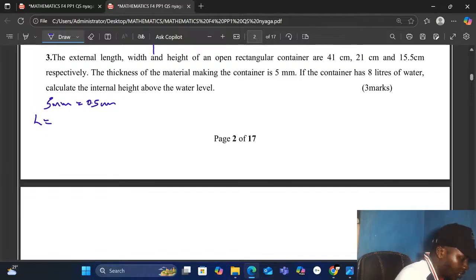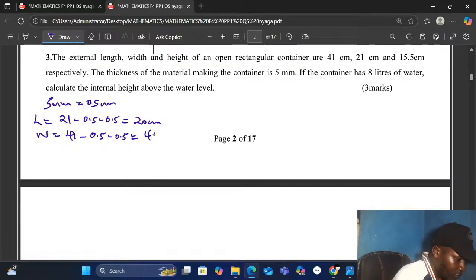So for us to get the length, we simply take 21 minus the thickness, which is 0.5 on both sides, so that we have 20 centimeters. Then the width, we take 41 minus the thickness on both sides, which is 0.5 and then on the other side 0.5, and we get 40 centimeters.